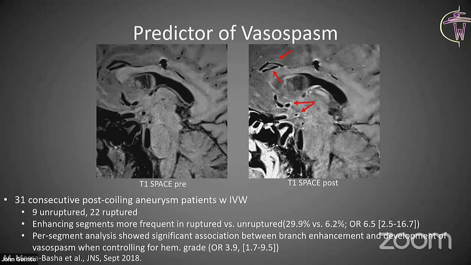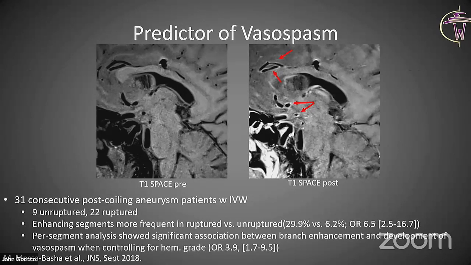Another study we did was looking at patients who had ruptured aneurysms and subarachnoid hemorrhage. We looked at 31 consecutive patients who were coiled post-rupture with vessel wall imaging. And we imaged them, obviously once they were stable, but as close as we could to when they were treated. We had 9 unruptured and 22 ruptured aneurysms, and there was a significant association between ruptured aneurysm and subarachnoid hemorrhage and the presence of enhancement with an odds ratio of 6.5.